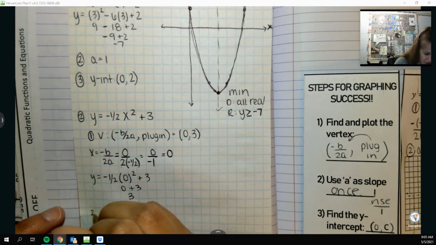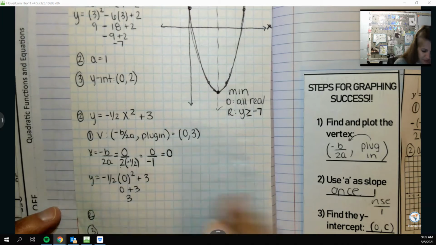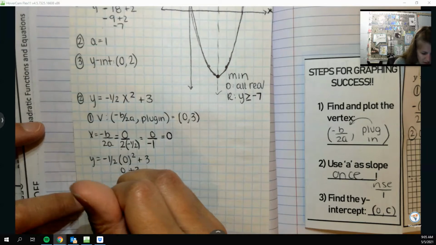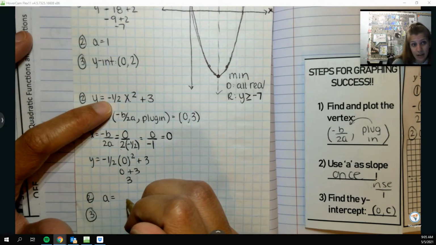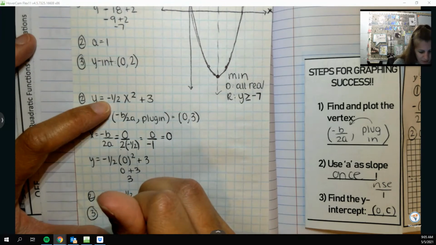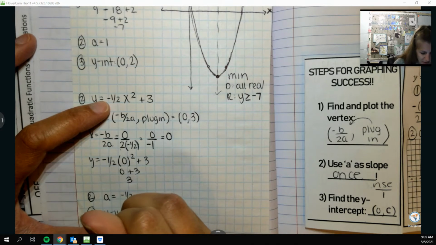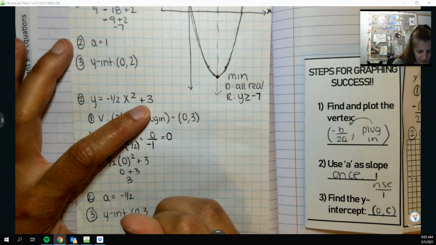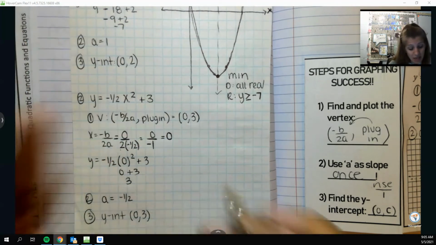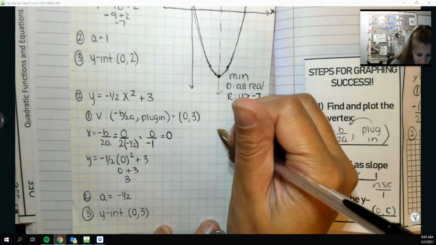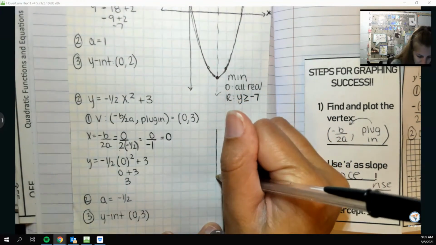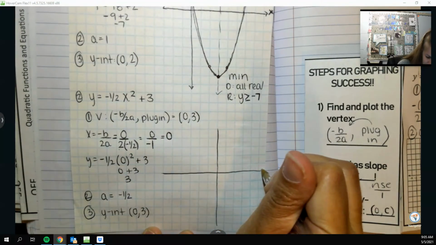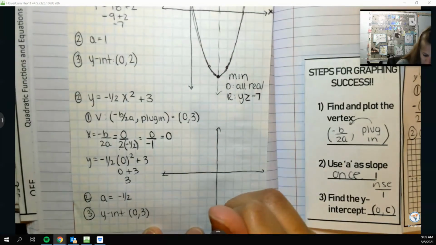The second and third thing that we always find for standard form are super easy. Second thing is my slope, which is that a value, the number on the x squared, so negative half. And the last thing we can find really easily is our y-intercept. It's at (0, c), so (0, 3), which happens to also be my vertex, so that's not super helpful to get me more points, but that's okay. We'll draw this little cutie over here. We just won't have as many guide points, but we'll still get a general idea of what this parabola looks like.